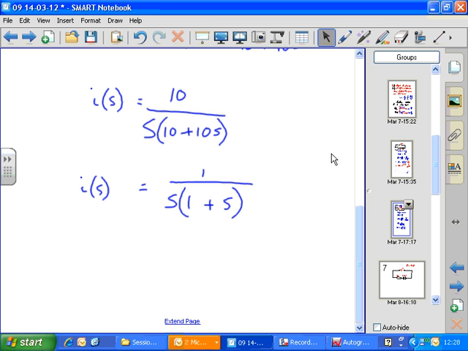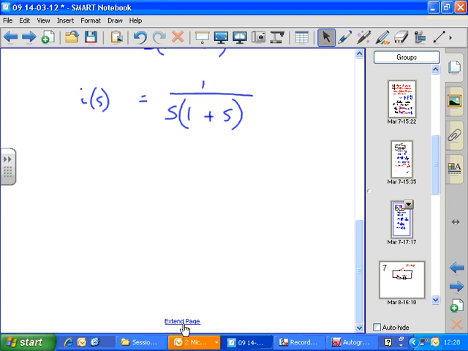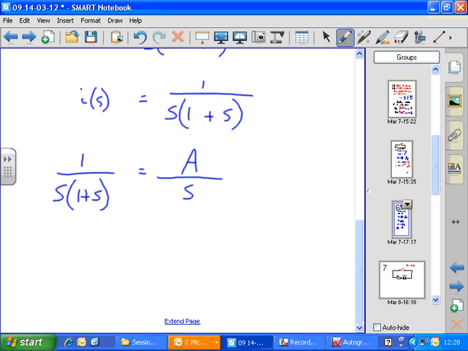Now, this does not look like one of the transforms in the table. What we need to do is split this fraction, and this is where the partial fractions comes in. So let's just consider this for a moment. 1 over s into 1 plus s equals, using partial fractions, I can split this into some constant over s plus some constant over 1 plus s. I'll split the denominator on the left-hand side here into its two parts. And that means there's some constant on the top and some constant on the bottom. We need to find out what they are.